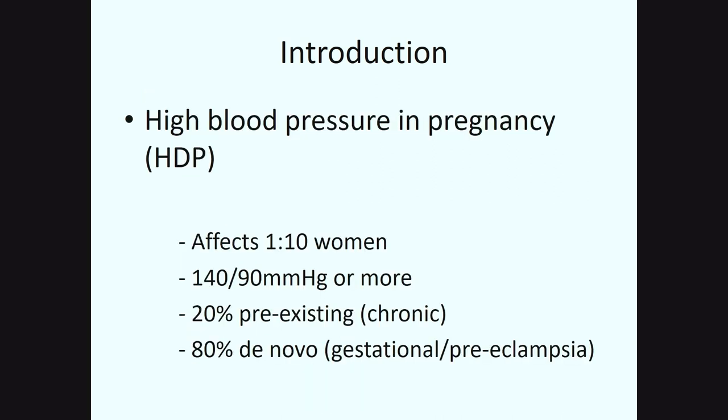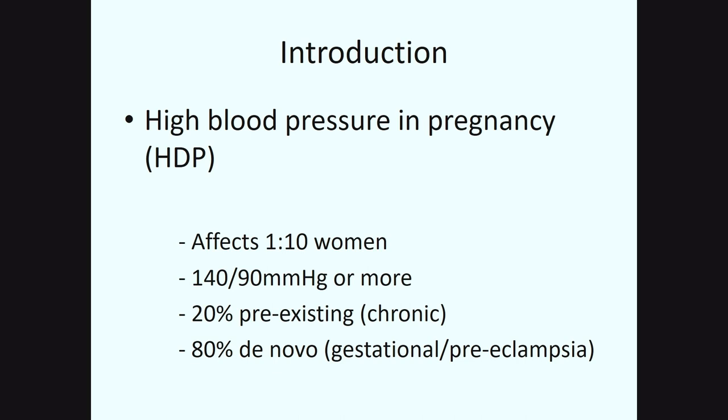about high blood pressure in pregnancy, which affects 1 in 10 pregnant women. 1 in 10 is presenting with pregnancy-induced hypertension or related hypertension. And that's 140 by 90 or more. And 20% of the pregnant mothers have pre-existing chronic hypertension, and 80% of them are gestational hypertension or preeclampsia.